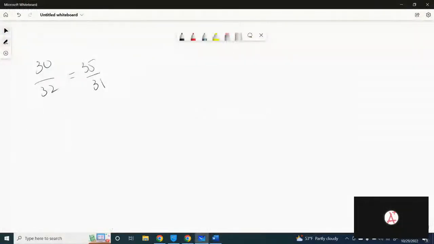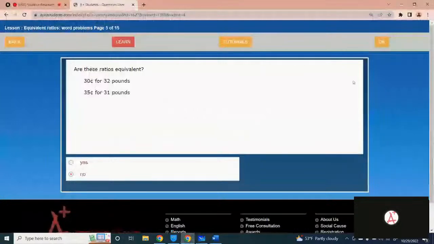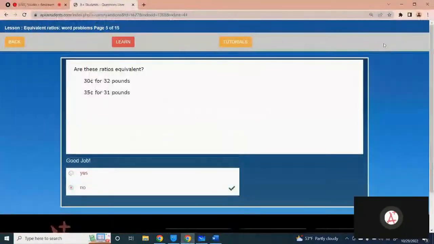Okay, let's just do cross multiply. So it would be 30 times 31 and 35 times 32. So it would be, I think, 1120, because I did it on the board. Yes, it is 930 and 1120. We did this one in the tutorial. So both of them are not equal. Got it? That means the answer is no, they are not equivalent. Just select the correct option and click on the OK button.